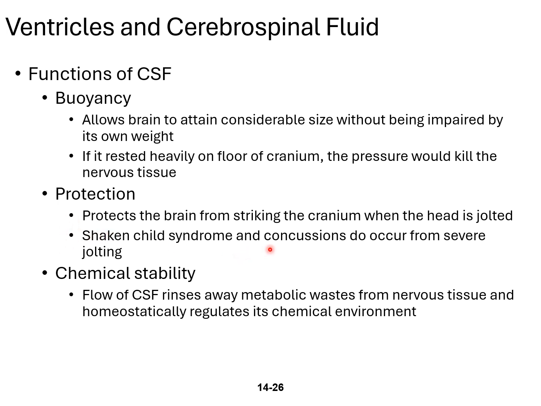Shaken child syndrome and concussions do occur from severe jolting or movement, but it also provides chemical stability. Because it has more sodium and chloride, for the sodium and chloride to move in and out of cells, that's what the neuron needs to provide excitability.